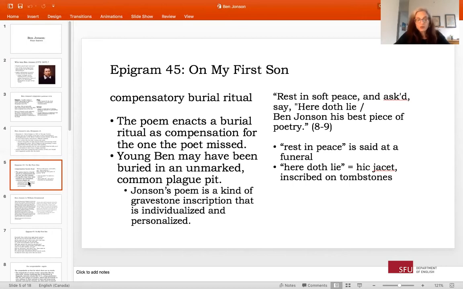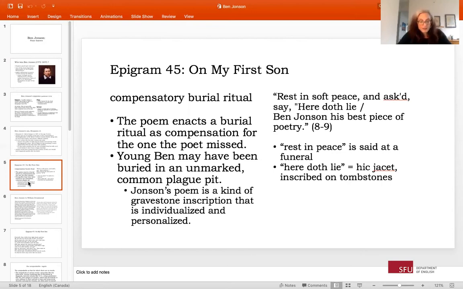It's quite possible, probably even, that young Ben was buried in one of those common, unmarked plague pits. So Johnson's poem in that sense would also act as a kind of individualizing, immortalizing inscription, something that makes his burial unique to the son, who didn't actually get that kind of personalized treatment in his actual burial. So basically, this epigram can be seen as a poetic substitute for the burial that Johnson missed and for the type of burial that young Ben may not have received.